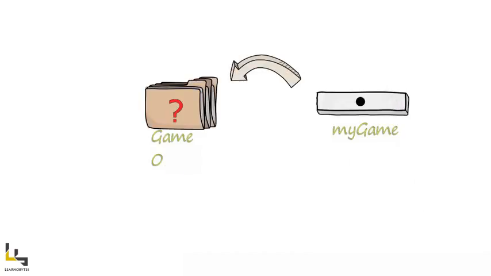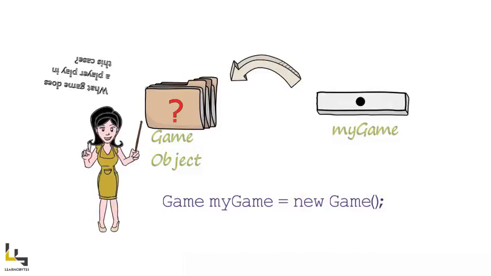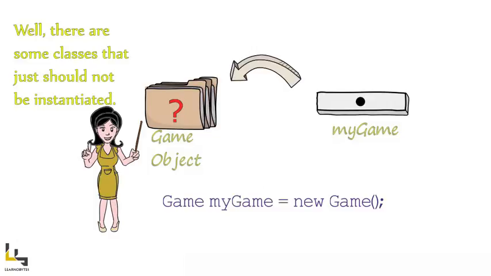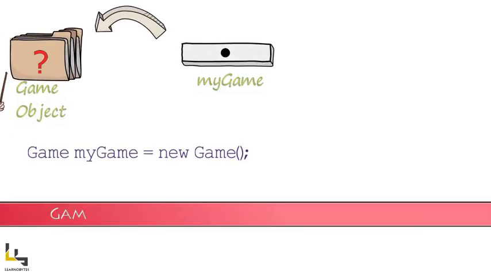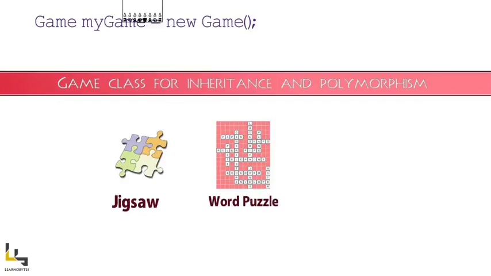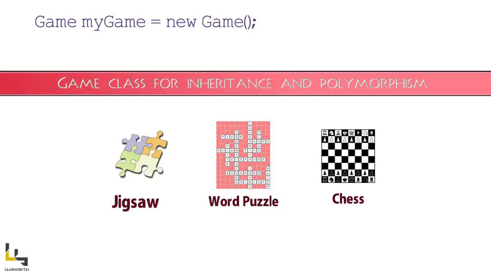We can also create an object of Game. What game does a player play in this case? I mean, the game looks so abstract. Is it a jigsaw? A word puzzle? Chess? What is it? Well, there are some classes that just should not be instantiated. We want a Game class for inheritance and polymorphism, but we want programmers to instantiate only the subclasses that actually represent some games. No abstract game objects.